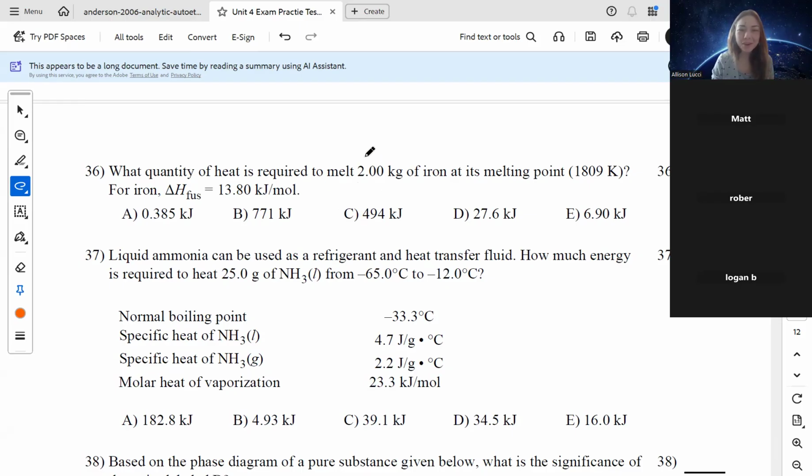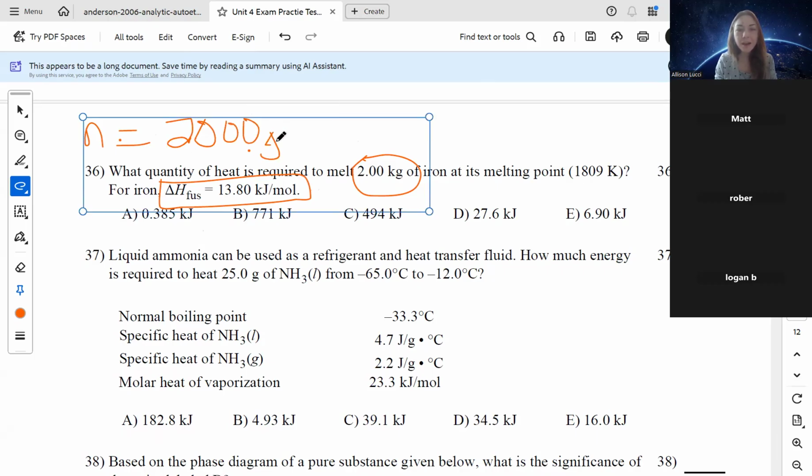So what we have here is we're given a mass. We're given our heat of fusion, which, if you recall, is the amount of energy that would be required to melt something, so going from solid to liquid state. And this gives us the quantity in moles. So what I need to do here is find out how many moles I have of my iron. So if I have 2,000 grams, right, 2 kilograms, I could divide this by my molar mass of iron.